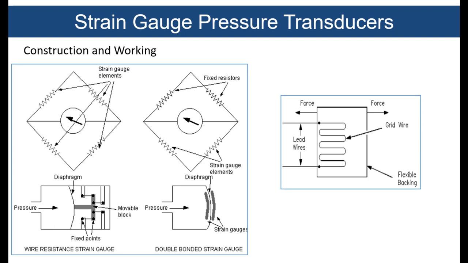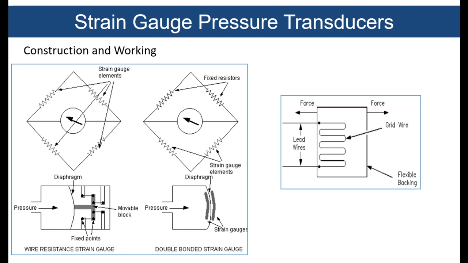As per the movement of the diaphragm and the movable block, there is a change in the strain gauge element, which is a change in resistance, and that change is measured in terms of voltage, and we can get the data of the pressure change. That was about the wire resistance strain gauge.